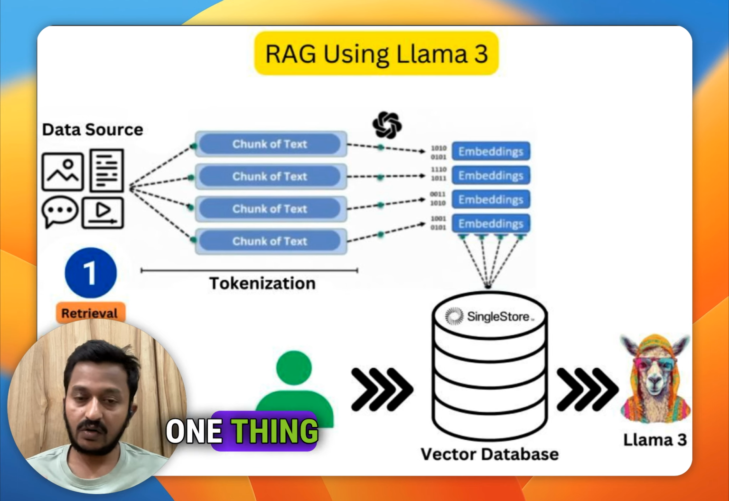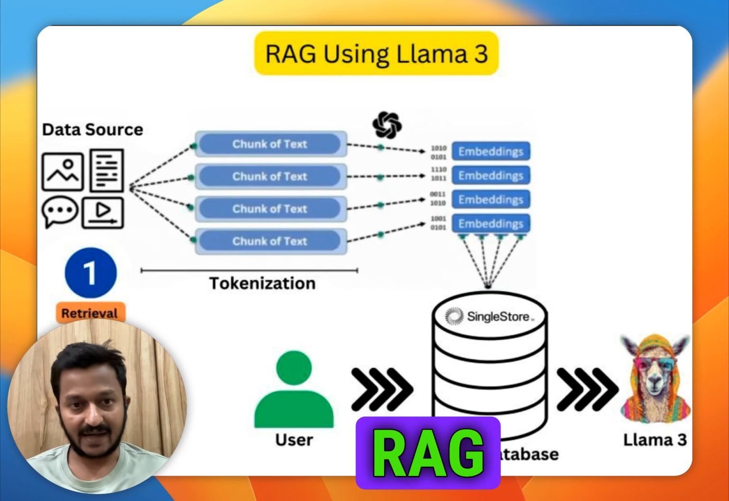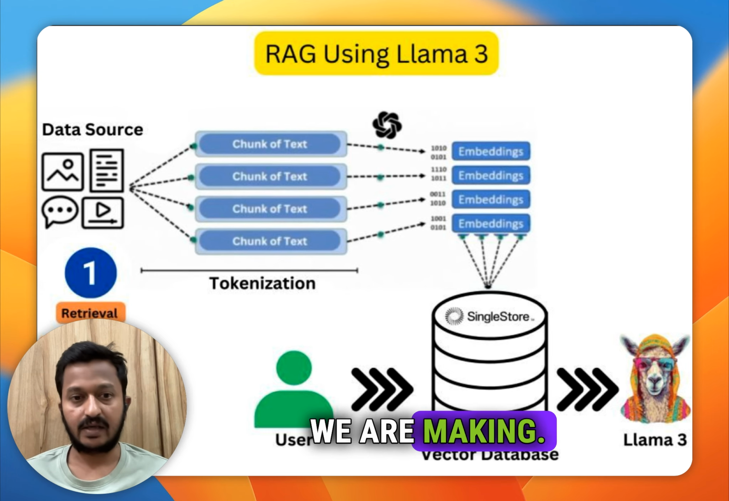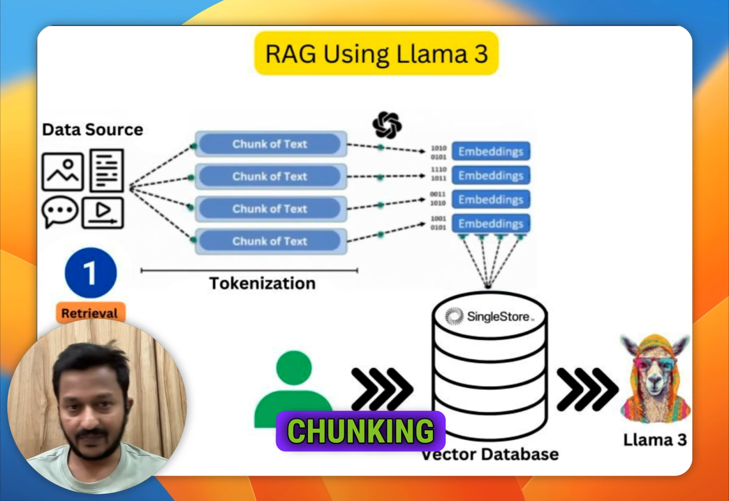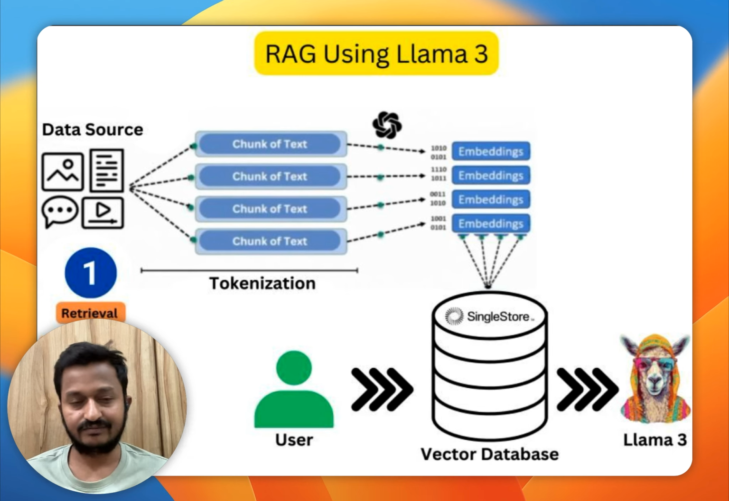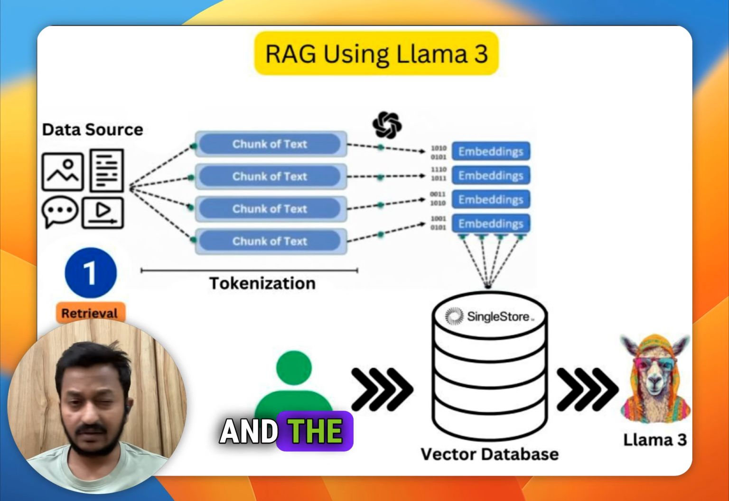One thing we need to understand here is, in this whole RAG setup, the choice of the large language model we are making. There are other things like chunking method and different strategies, but here I'm talking about the large language model in this whole setup. So I used Llama 3, and the results were just amazing, right?